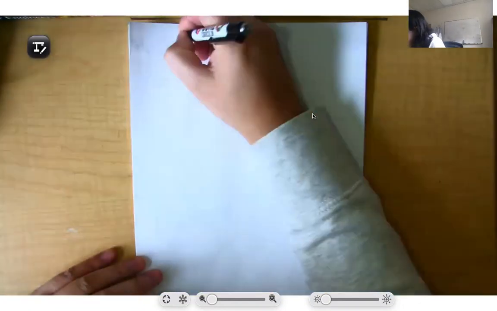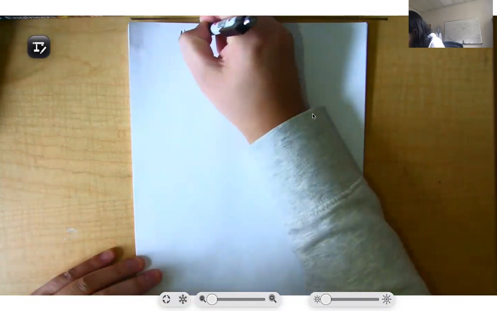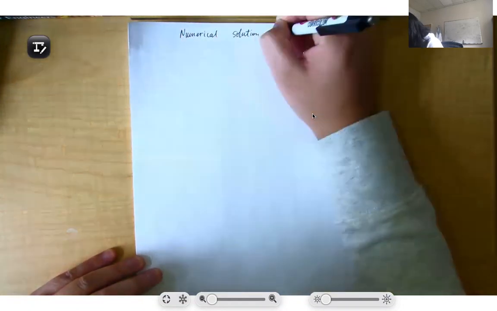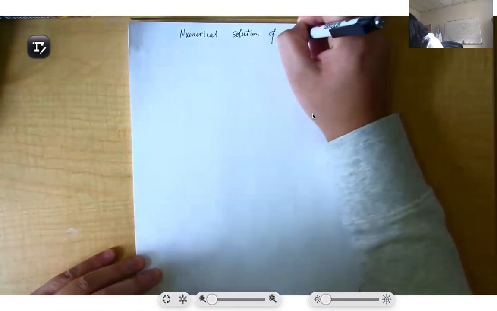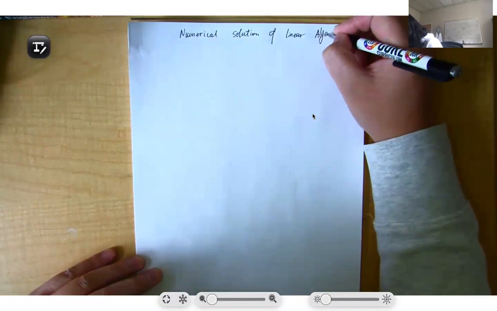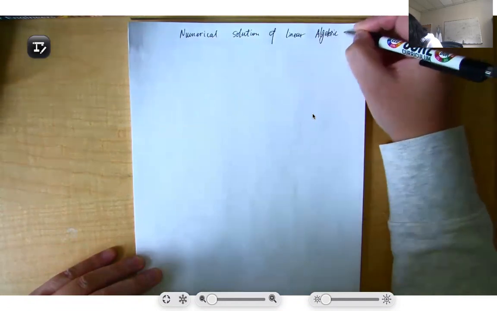So our next topic is the numerical solution of linear algebra equations.